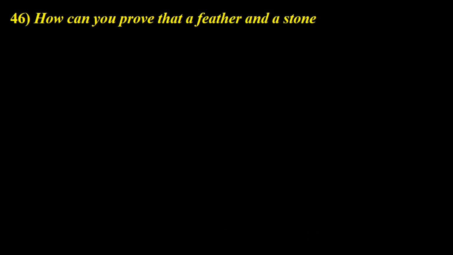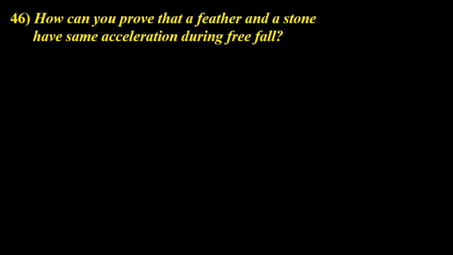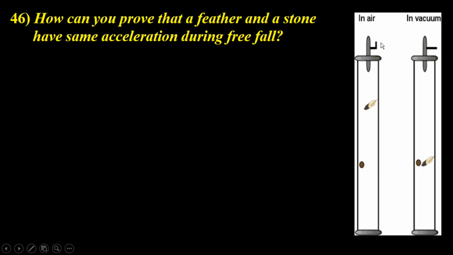How can you prove that a feather and a stone have same acceleration during free fall? They have same acceleration is told in the question, but how can we prove? It means we have to explain an experiment. Look at this diagram. A 1 meter long tube is taken, which is previously filled with air, and a feather and a small piece of stone is taken into it, and once we suddenly invert it, then what can we see? The stone falls faster, but the feather falls slower. The stone strikes another end first, and then feather comes down later.